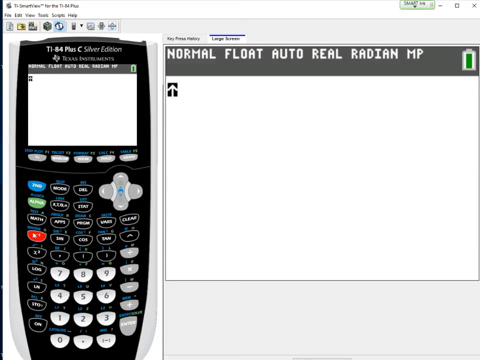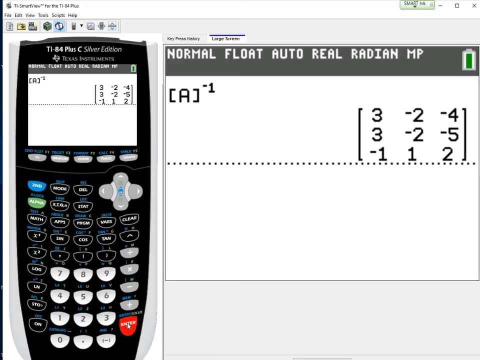Second matrix, I want the inverse of A, right? So I'm going to push, look, it's a button. I want the inverse of that, so I'm going to push the negative 1 exponent, and then I'm going to press enter. And there's my inverse matrix. Okay? Moving on.